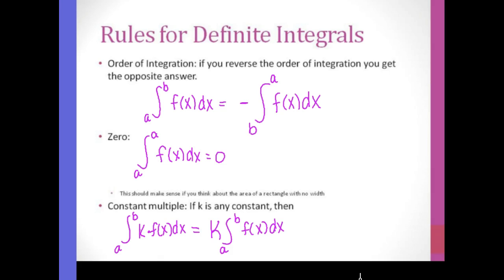For instance, with A and B on top, would it be A minus B, or is it B minus A? B minus A. That's always upper minus lower. Good?